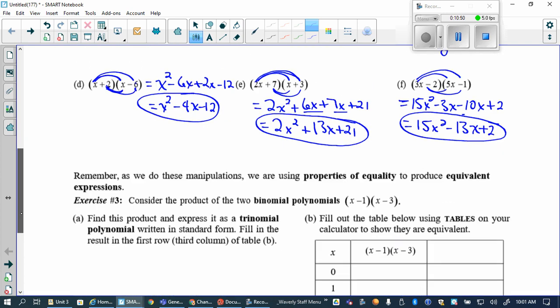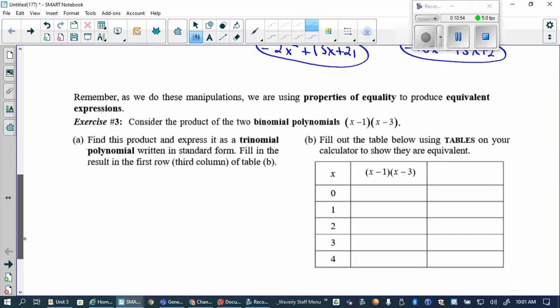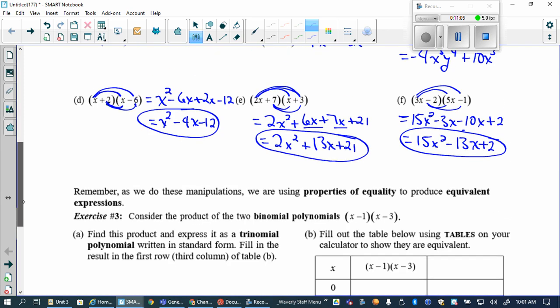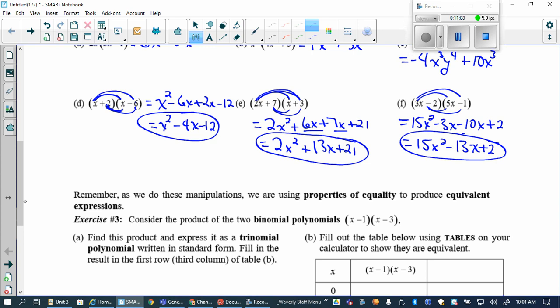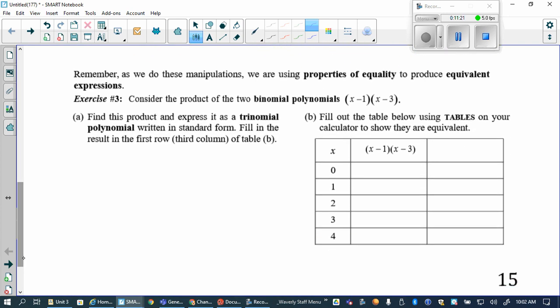All right. Let's go down here. Now we have two binomials here. Product of two binomials, x minus 1 times x minus 3, okay? So they want us to find it. And by the way, when we multiply these two binomials, what do we get each time here? Three-term polynomial, what do you call it? Trinomial, okay. You won't always, but most of the time you will. All right, so let's multiply our x minus 1 times x minus 3.